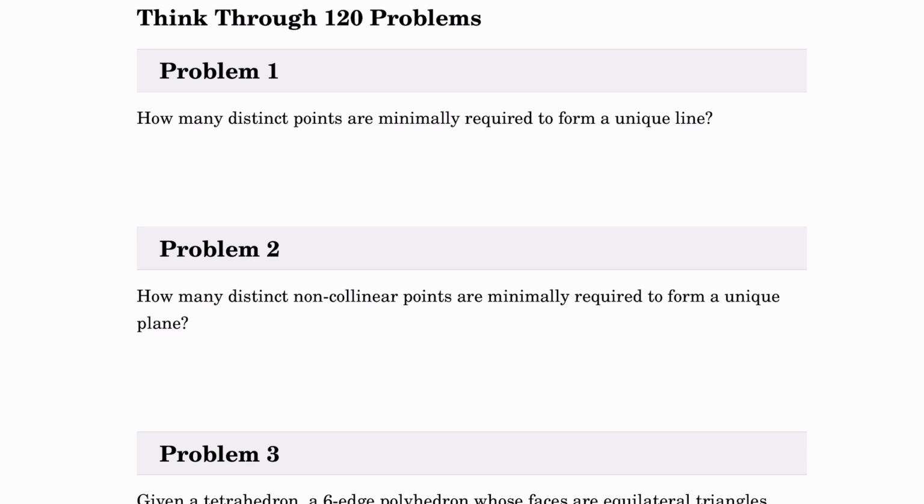Alright, so problem number 1. How many distinct points are minimally required to form a unique line? So first off, we draw a dot. There must be a dot A and there must be a dot B. And we know from the postulate and from the properties and definitions that we need at least two different points to form a unique line. So the answer for the given problem must be 2.